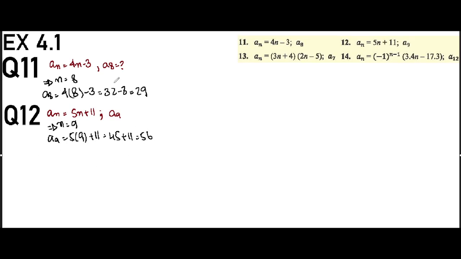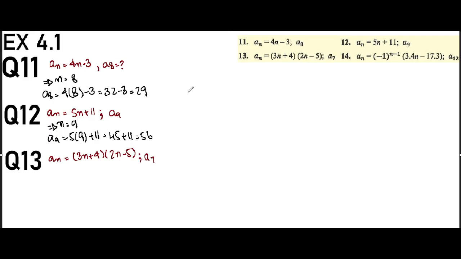56. Now it is the turn of question number 13, which is a_n equals (3n plus 4) into (2n minus 5). And we have to find the seventh term of this sequence. So n is supposed to be equal to 7. Now a_7 equals (3 into 7 plus 4) into (2 into 7 minus 5).